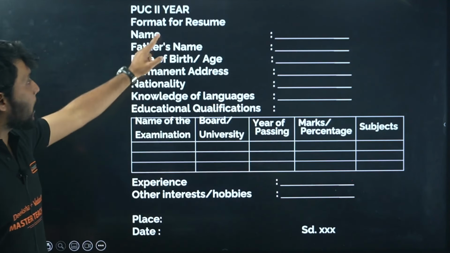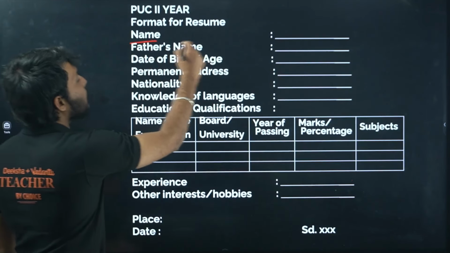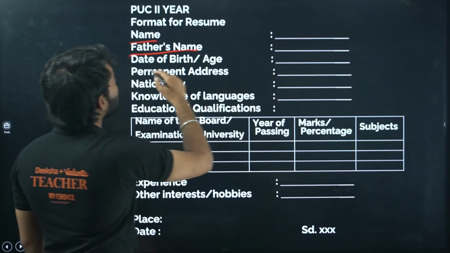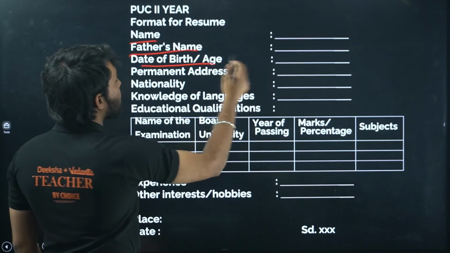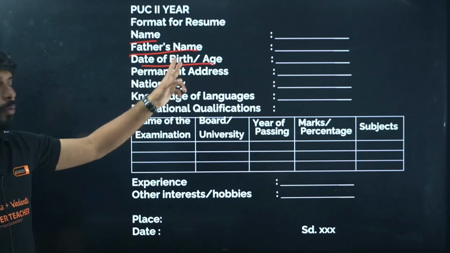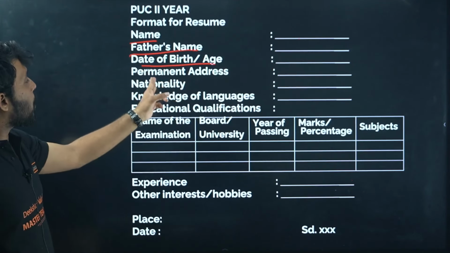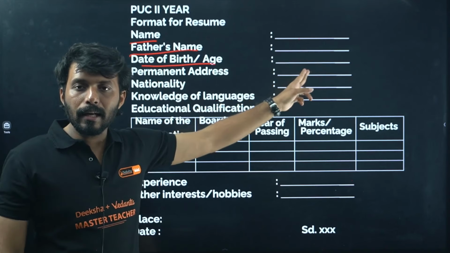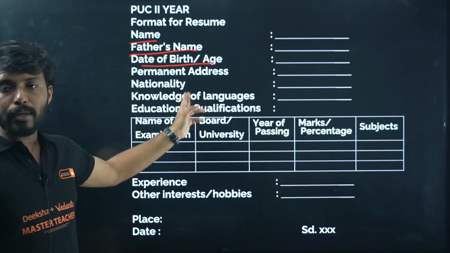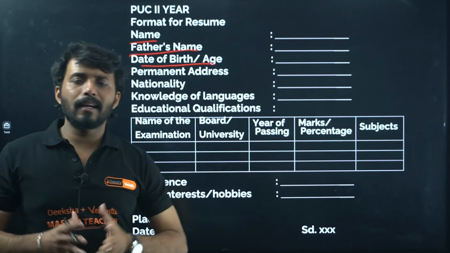The name first, the full name. You should write "name", and only then write the name. Father's name should be written, and next to that the name of the father. The date of birth / age. You can write either of the two, you don't necessarily have to write both, and next to that write the actual details. Permanent address, in 2 or 3 lines. The nationality. Then knowledge of languages, educational qualifications. Knowledge of languages and nationality are optional.